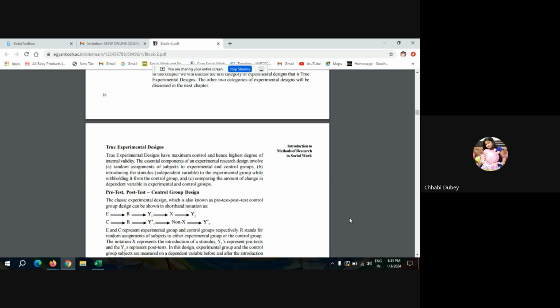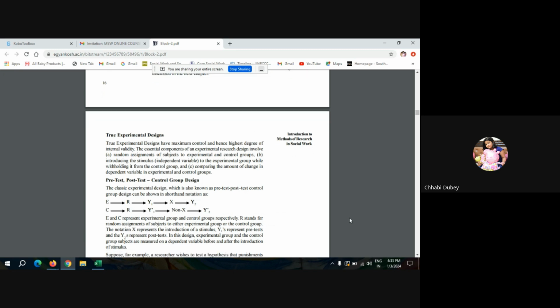So here, the true experimental designs have maximum control and also the highest degree of internal validity. Now these designs revolve around certain components. So here the first component is the random assignment of subjects to experimental and control groups.